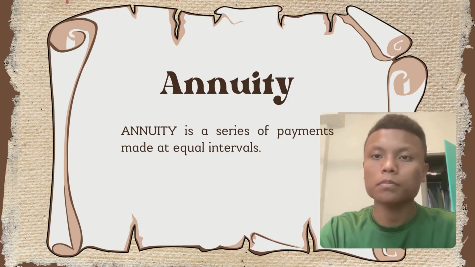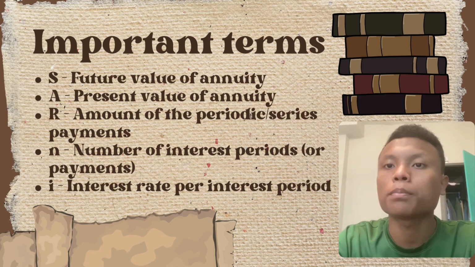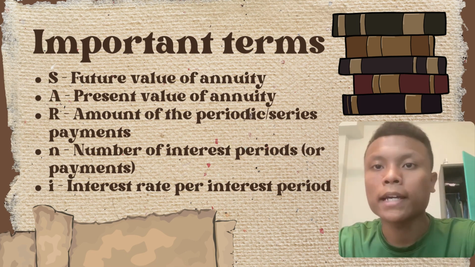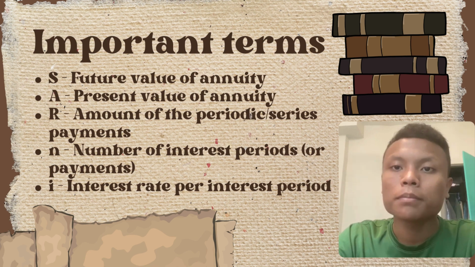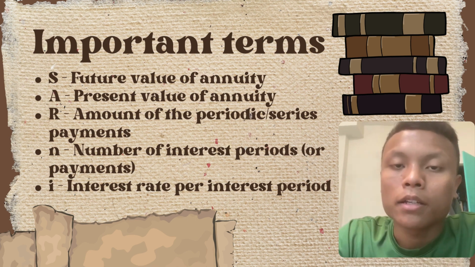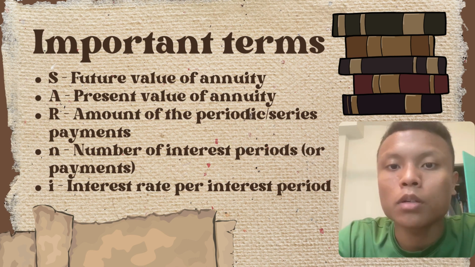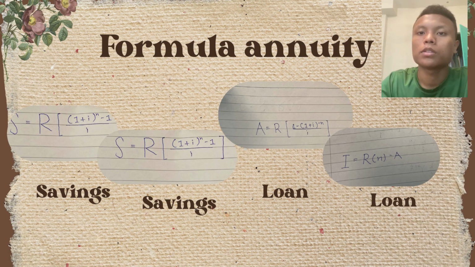This is annuity. What is annuity? Annuity is a series of payments made at equal intervals. In simple terms, capital S is the future value of annuity, capital A is the present value of annuity, R is the amount of periodic series, small n is the number of interest periods or payments, and small i is the interest rate per interest period. So these are the terms for annuity.